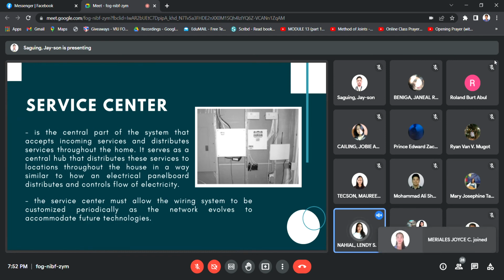The one in the picture is an example of a service center. It is a standalone piece of equipment that contains distribution devices. It provides universal access to various networking elements within the home as well as connection to service providers. The service center must allow the wiring system to be customized periodically as the network evolves to accommodate future technologies. The service center should be located in a place that is accessible and ready for cabling maintenance.